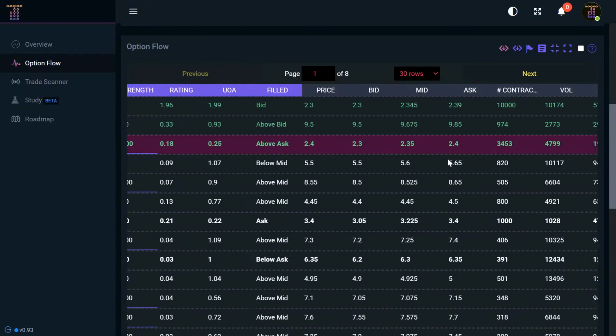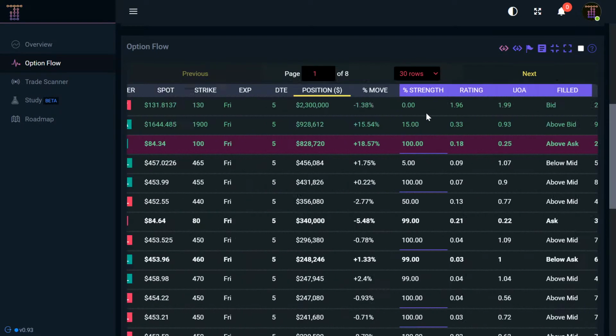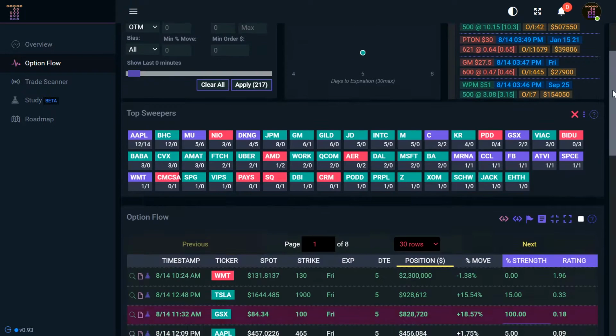I personally prefer the volume over open interest. Higher volume over open interest indicates more of a fresh position, whereas if the volume is under the open interest, it might indicate a sale of that sweep, so it might not be relevant to what you're particularly looking for.